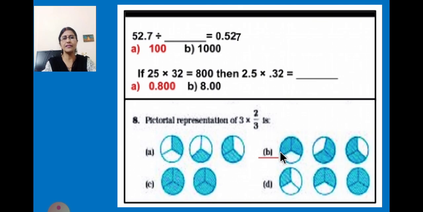So we will select the B option, because this is 2 upon 3. This one also 2 upon 3. This one also 2 upon 3. And it is drawn 3 times. So this is the correct answer.